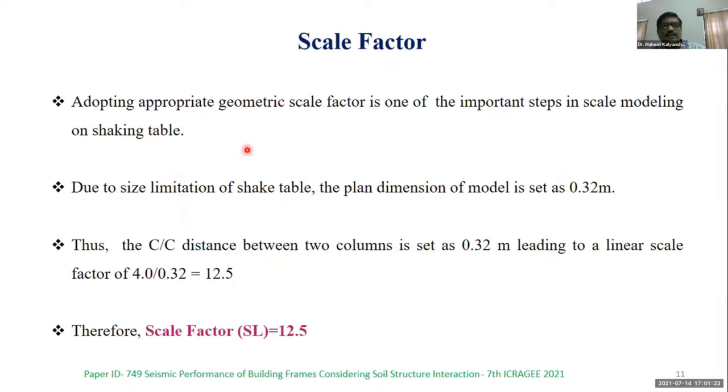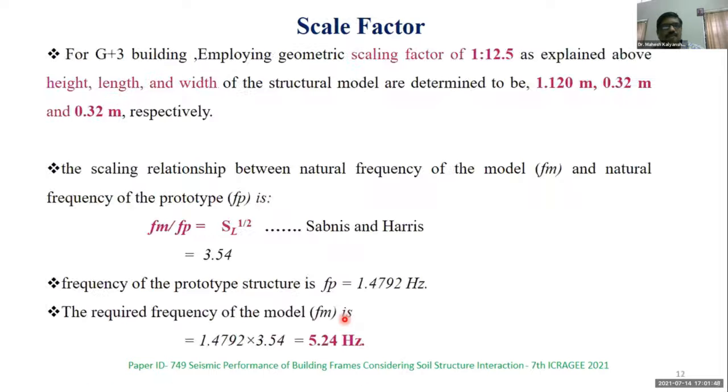Then adopting the appropriate geometric scale factor is one of the important steps. Due to size limitation of the shake table, the planned dimension of the model we set as 0.32 meter, because our base width was 4 meter earlier. That 4 meter we decided to convert into 0.32 meter. Accordingly, my scale factor works out to be 12.5. So this is a geometrical scale factor. Then accordingly, all other dimensions were scaled down, and the length, height, and width of the building have been determined. And the frequency also we determine.